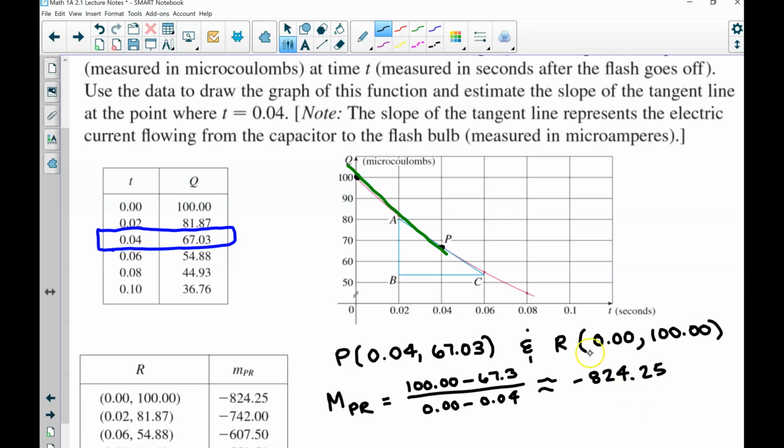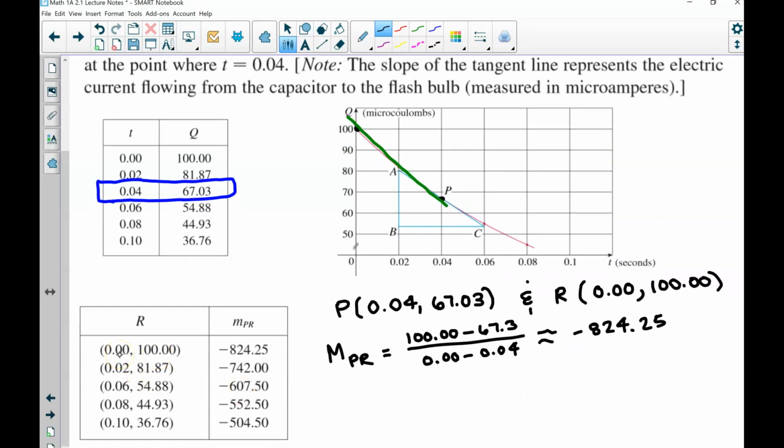Now, looking at the table here, here is the ordered pair 0, 100.00, and we got the slope of that to be negative 824.25. Similarly, if we use 0.02 with an output of 81.87, then we get the slope of negative 742. And you can see here that the slope is actually increasing from negative 824 all the way to negative 504. So from this table, we expect the slope of the tangent line at t equals 0.04 to lie somewhere between negative 742 and negative 607.50.